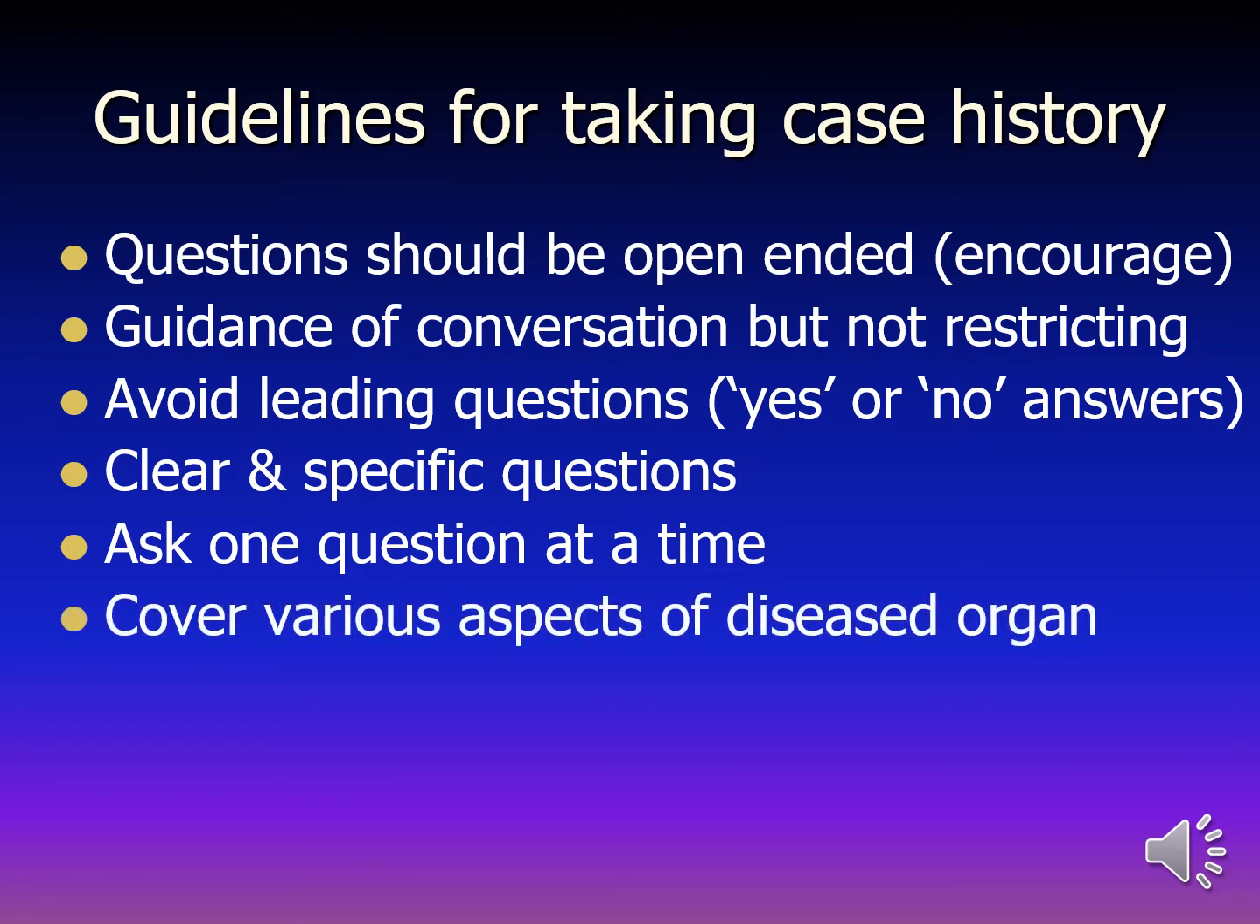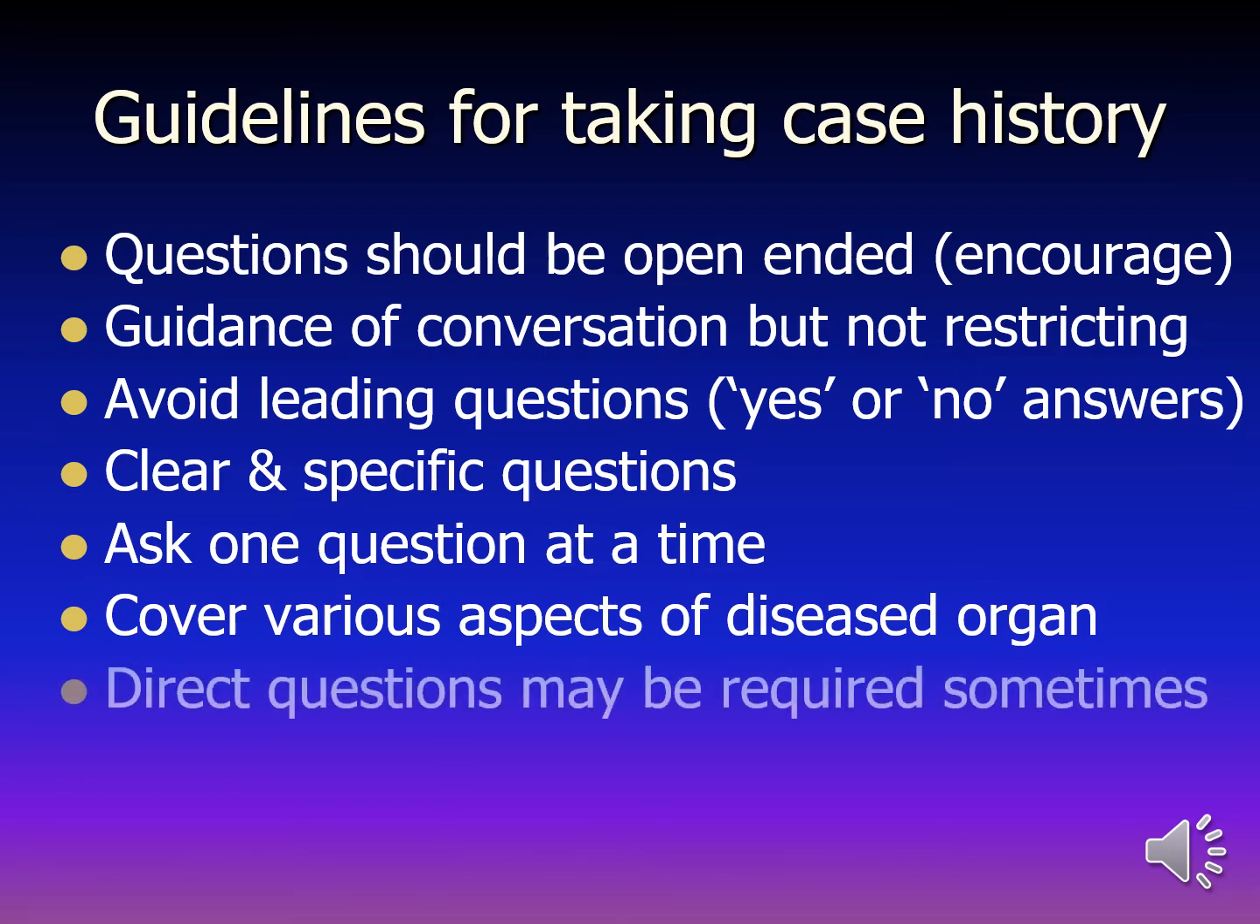Cover various aspects of the diseased organ. Usually in 80% of cases, after halfway through history taking, you will get an idea about the organ or the system which is affected in this patient. For example, if the patient is complaining of repeated vomiting, obviously his diseased system is the upper GIT. It's not his eyes or something. And you have to cover the appetite, anorexia, any hematemesis, any abdominal discomfort, dyspepsia, and so on.